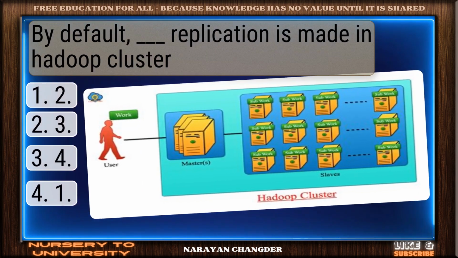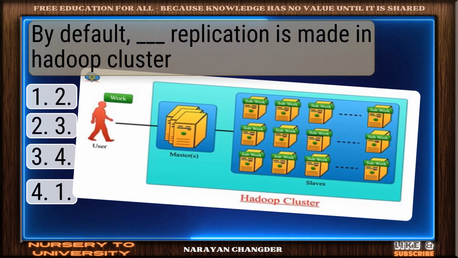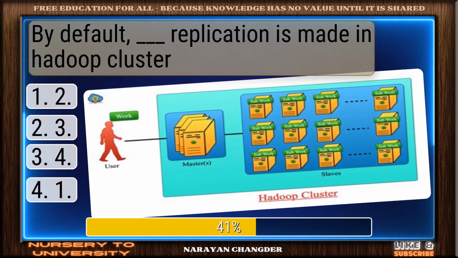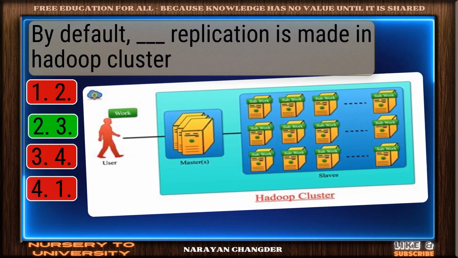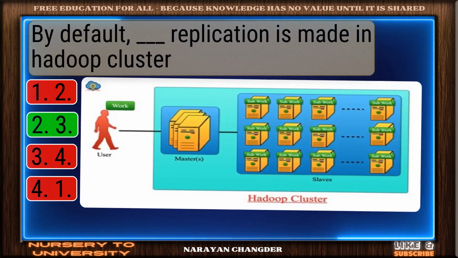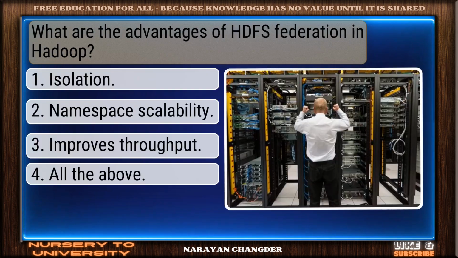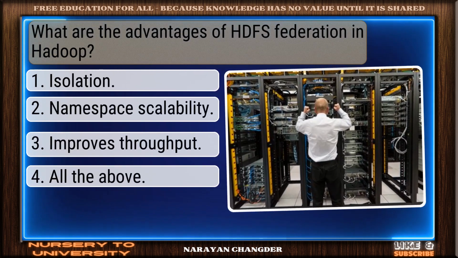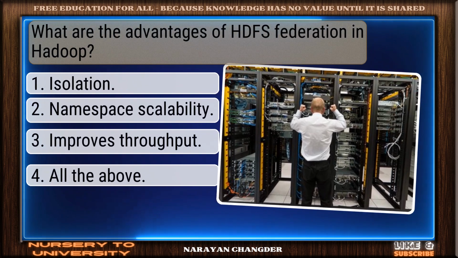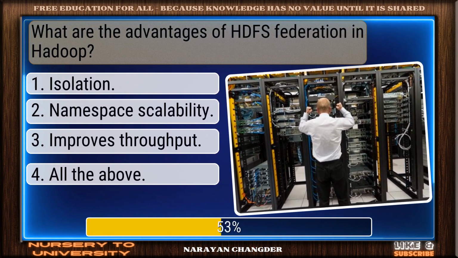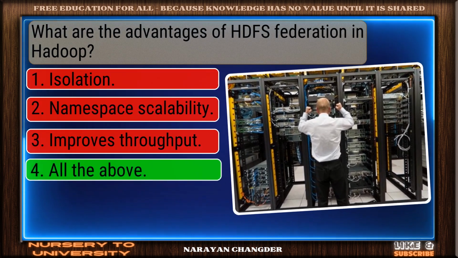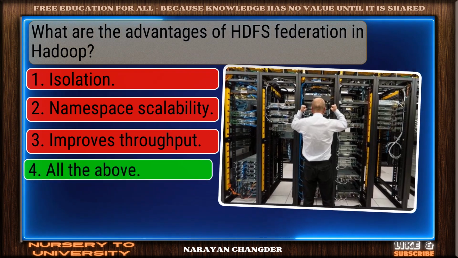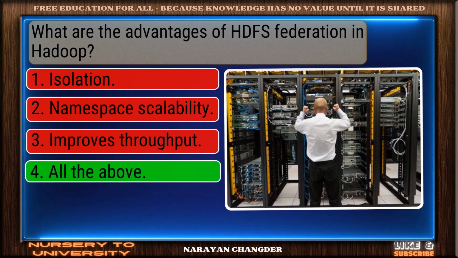Question number 17. By default, dash replication is made in Hadoop cluster. Nice selection. 3 is the correct and valid answer. Question number 18. What are the advantages of HDFS federation in Hadoop? You got it. Your choice, all the above, is right.